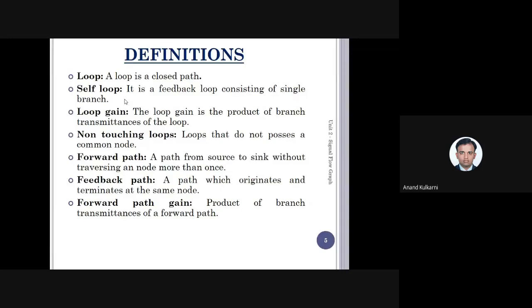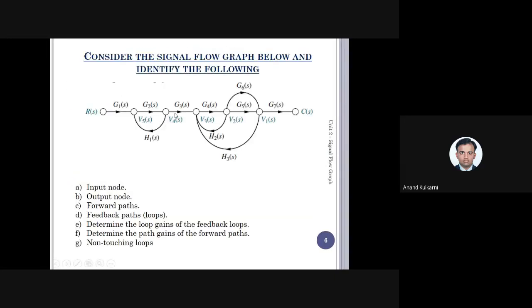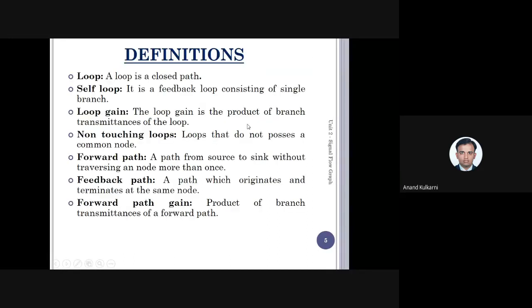Now, what is the loop gain? Loop gain is the product of the branch transmittances of the loop. Now, see here, what is the loop gain for this? Loop gain for this branch is nothing but G4 V3. For this one, the loop gain is nothing but G2 V5. G2 V5 is nothing but this. So this is nothing but the loop gain. Loop gain is nothing but the product of the branch transmittances between these.